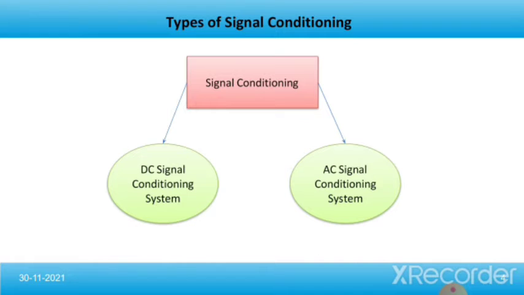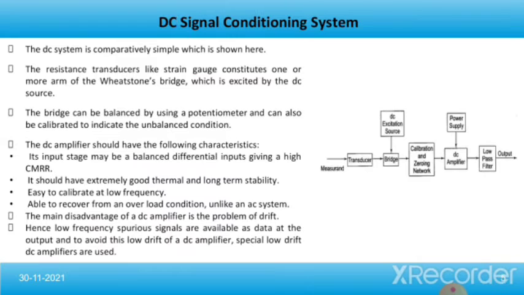Now let's talk about the types of signal conditioning system. The types are DC signal conditioning system and AC signal conditioning system. We'll talk about these one by one. The DC system is comparatively simple, which is shown here. The block diagram is given over here.